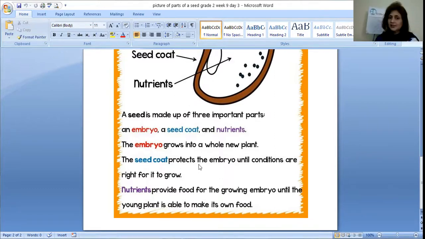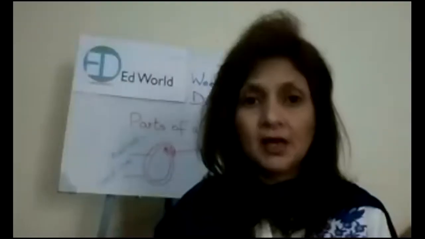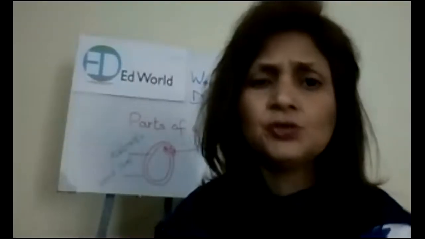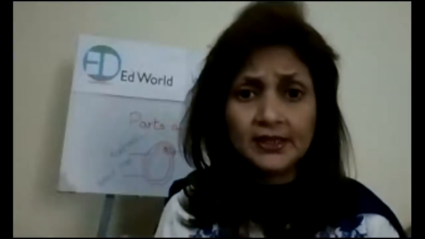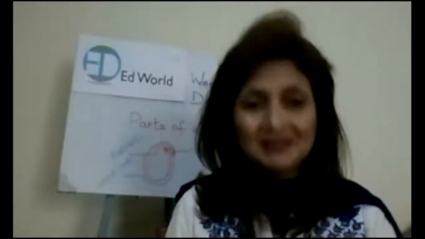The seed coat protects the embryo until conditions are right for it to grow, right? So it protects the seed. And nutrients provide food for the growing embryo until the young plant is able to make its own food. Until then, it gives food to the seed, right? So these were the basic three parts of a seed, which you can remember because it's not very difficult. They are not difficult at all. You can easily remember them.